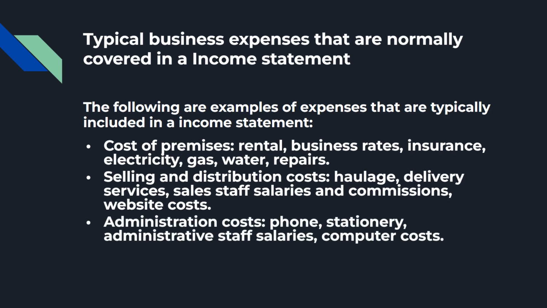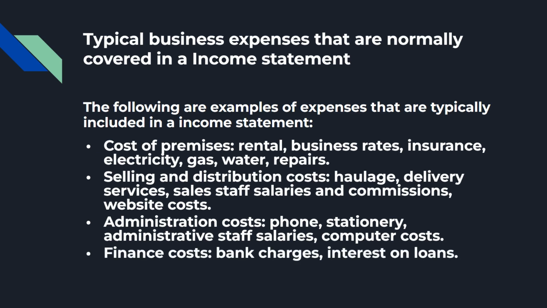Thirdly, administration costs, which are things such as phones, stationery, administrative staff salaries, and computer costs. And the last type of cost that is normally included in an income statement is finance cost, which is things such as bank charges, interest, and interest on loans.